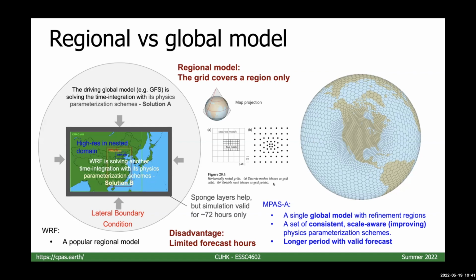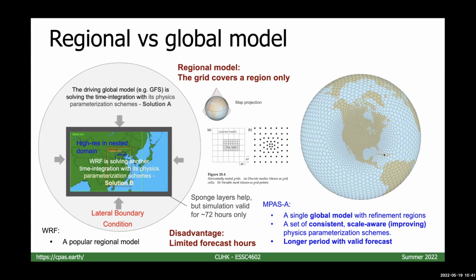When solving the time integration numerically, usually we say that the regional model is a problem with lateral boundary condition. But for this global model, there is no lateral boundary. The time integration is said to be an initial condition problem. The nature of these two problems is quite different.